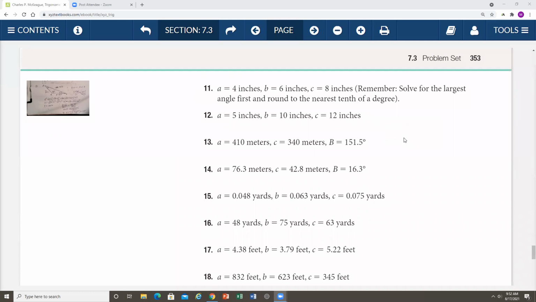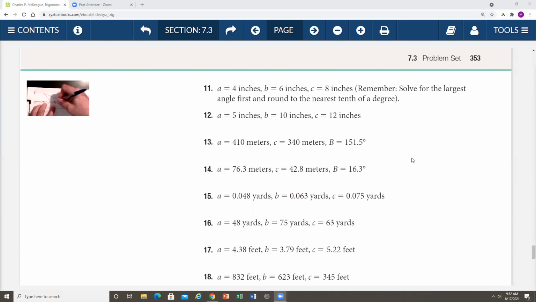Ladies and gentlemen, what if we only know 3 sides of the triangle? And they want us to solve the triangle, like number 12 here. They give us a triangle ABC, of which they tell us side A, B, and C's lengths respectively are 5, 10, and 12 inches. They want us to find the 3 angles of this triangle. They want us to solve this triangle here.